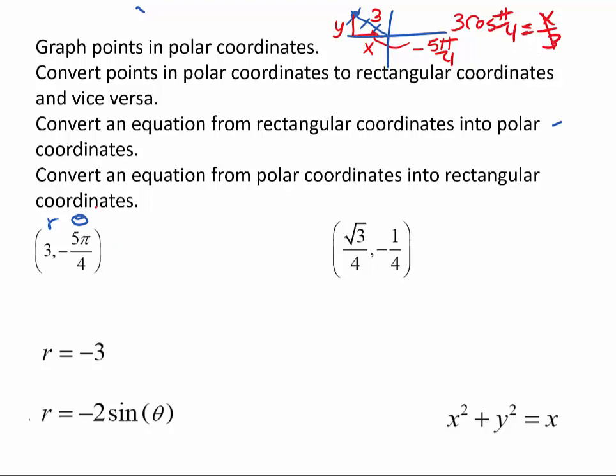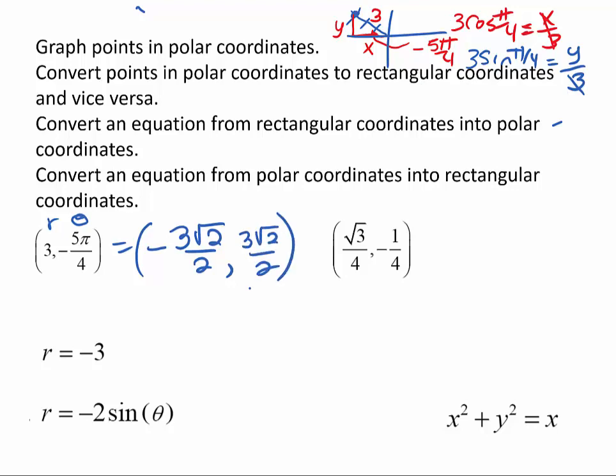So if we set this up, we would have cosine of pi fourths equals adjacent over hypotenuse, and so we can multiply the 3 over here. And so our x coordinate is going to be 3 times the square root of 2 over 2, but I'm in quadrant 2, so it's going to be negative. So negative 3 times square root 2 over 2. And then sine of pi fourths equals y over 3. So y is 3 sine of pi fourths, which again was square root 2 over 2, and in quadrant 2 that's positive. So there is my rectangular coordinate for that point in quadrant 2.